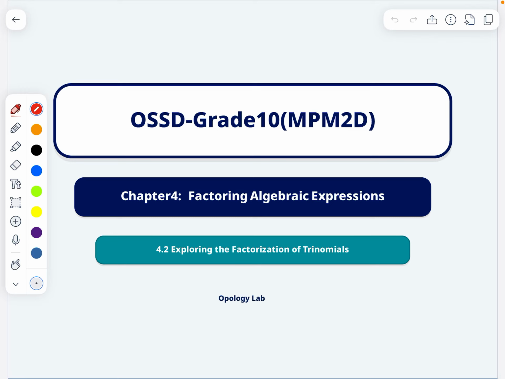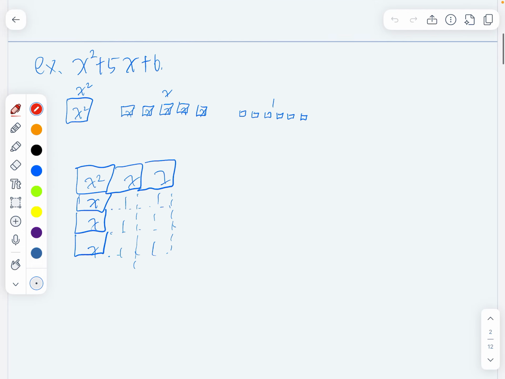Hi everyone, welcome to OPOLab, the OSSD Grade 10 PM2D, Chapter 4, Factorization of Algebraic Expressions, Section 4.2, Exploring the Factorization of Trinomials. In this section we're going to look at how to factor general polynomials, the quadratics. Okay, let's see the first example.